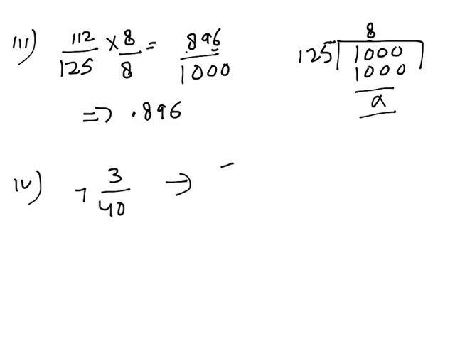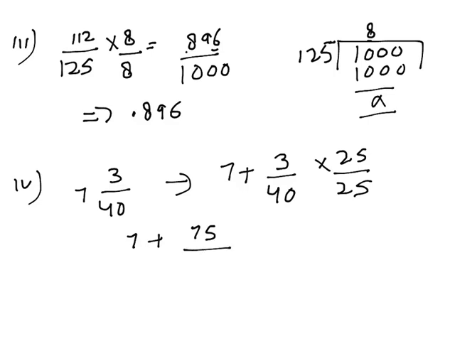Next we have a mixed fraction, 7 whole 3 by 40. So this we can write as 7 plus 3 by 40. Now we have to make 40 into 1000. So what will we do? We will multiply it by 25. So it will give us 7 plus 25 times 3, which is 75, by 1000. So we can write it as 7.075. There is the thousandth place, and here we have 75, so we put a 0 before 75. So here we get 7.075.